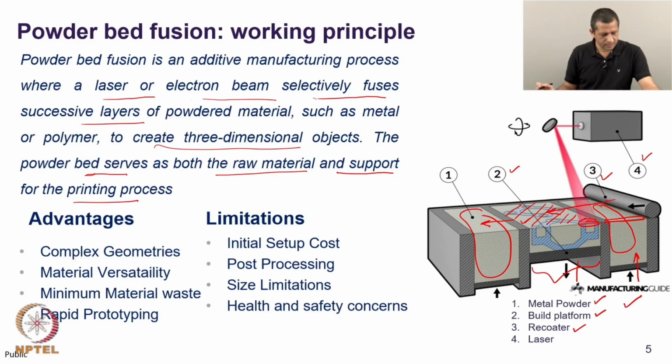This process has several advantages. For example, as we now know, complex geometries can be printed. We can use various materials to build 3D objects as our application needs. We can use polymers and various types of metals and alloys. There is minimum material waste because whatever extra powder you see here can be collected and can be removed after the part has been made completely. It is recycled after some processing and we will talk about it in coming slides. This process can be used for rapid prototyping or for real application parts.